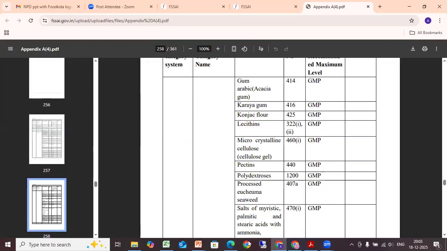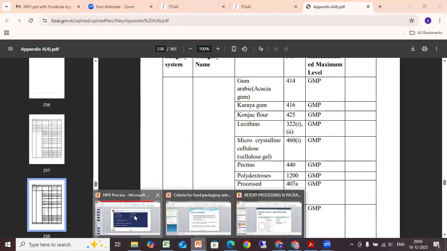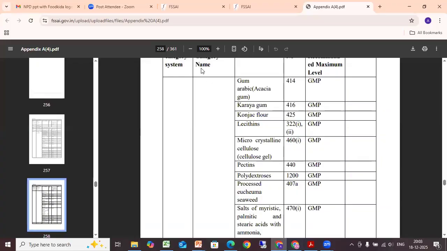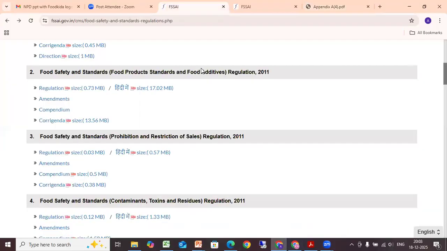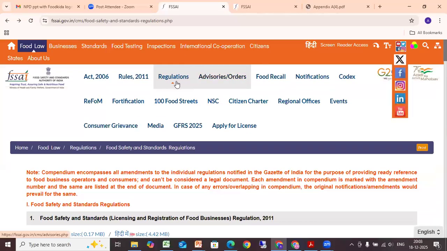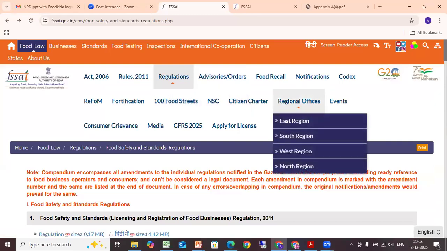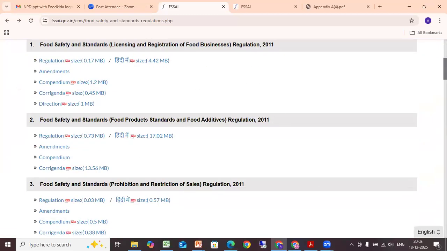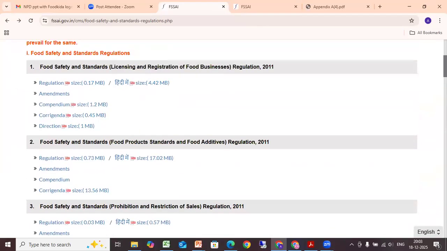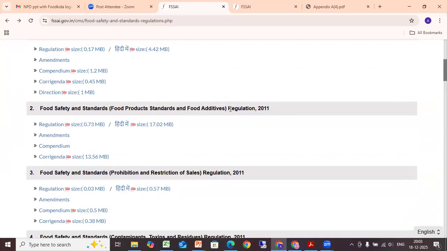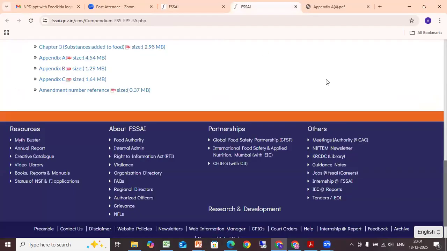Sir, can you just show the path again? Yes. You go to fssai.gov.in, then food safety and standards, then regulations. When you click, this page will open. Here you go to food product standards and food additives, and in that you click compendium. When you click compendium, you come here.